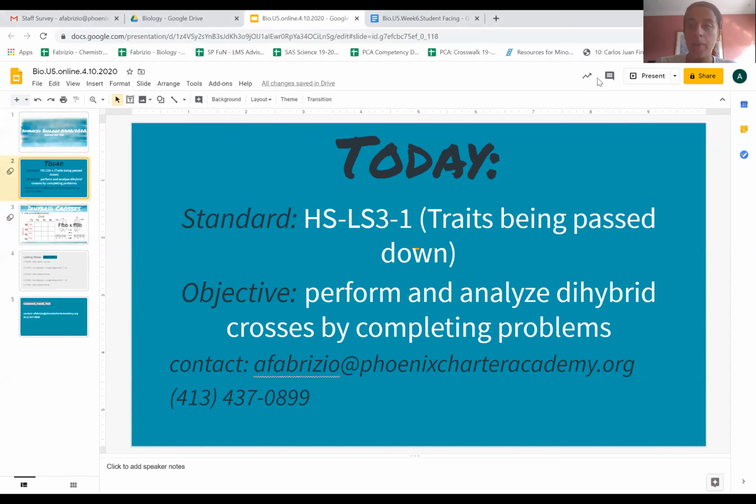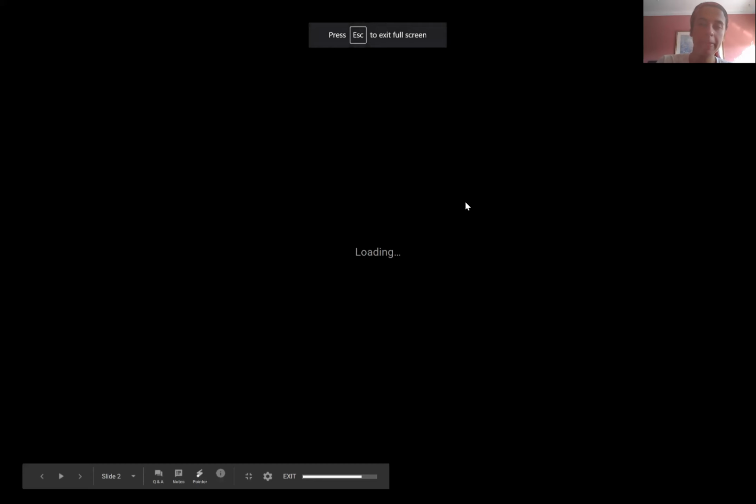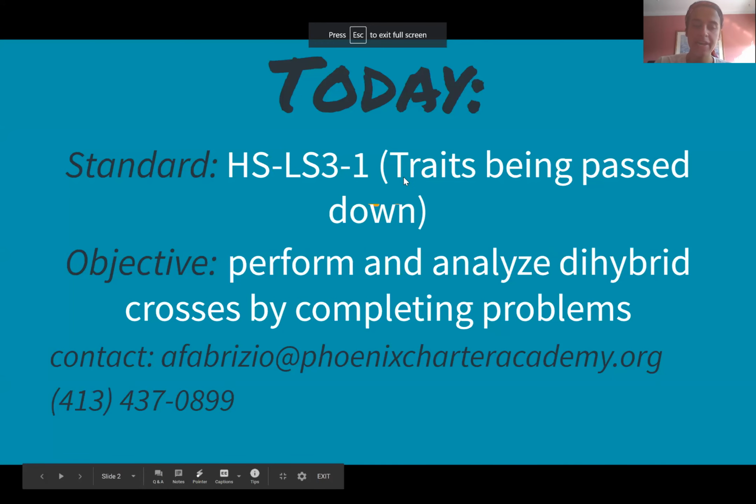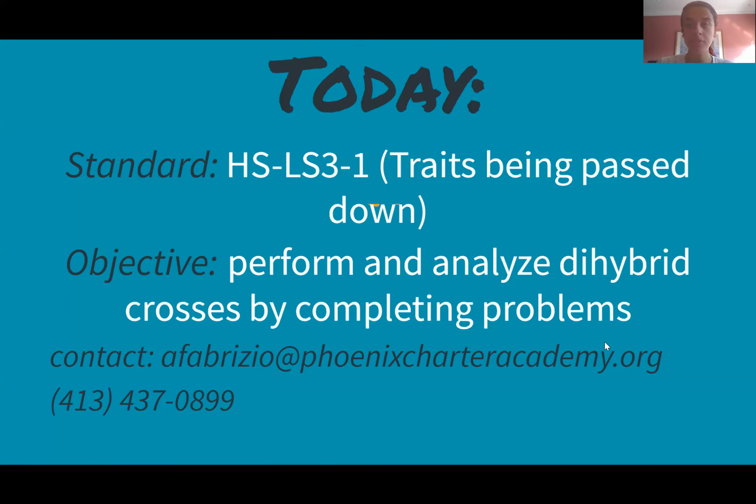We are going to be continuing talking about hybrid crosses. So we're going to be talking about crosses, so how we get different traits from different parents. We're still on the same standard of traits being passed down. Today our objective is to perform and analyze dihybrid crosses by completing problems.